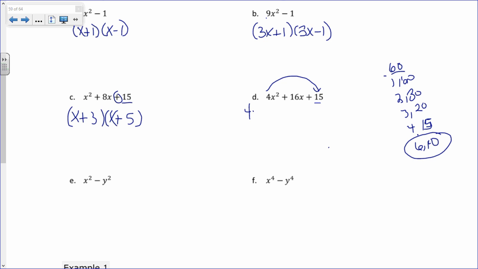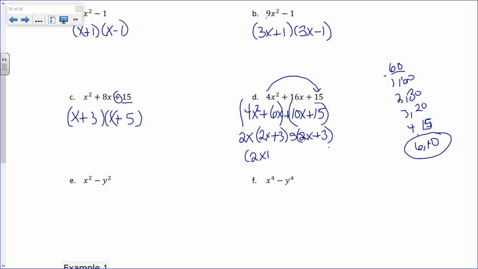So we will have 4x squared plus 6x plus 10x plus 15. Group. Here we have a 2x in common, and I'm left with 2x plus 3. Here we have a 5 in common, and I'm left with 2x plus 3. Now they have a 2x plus 3 in common, and I'm left with a 2x plus 5.